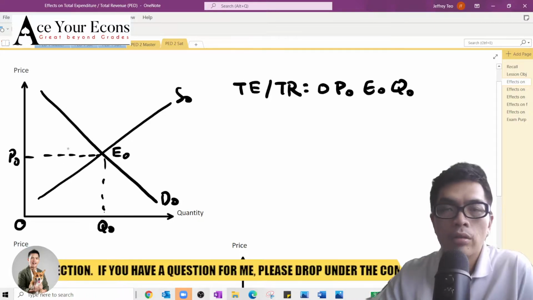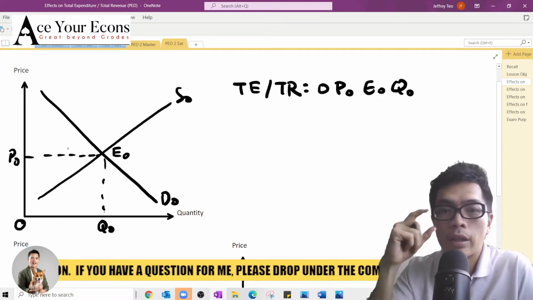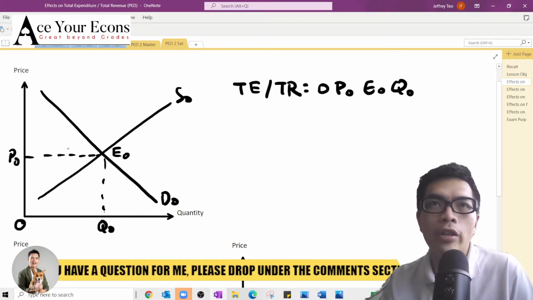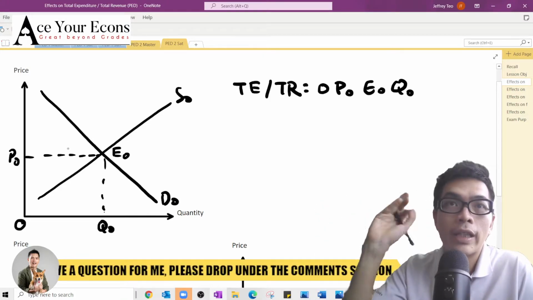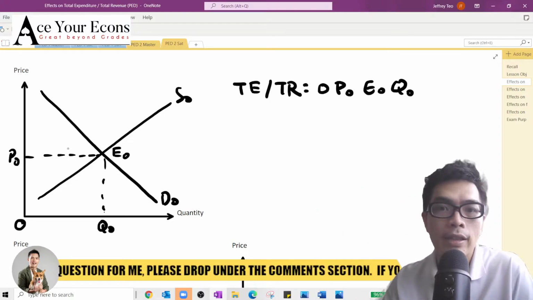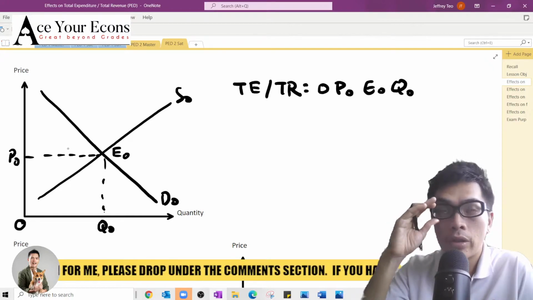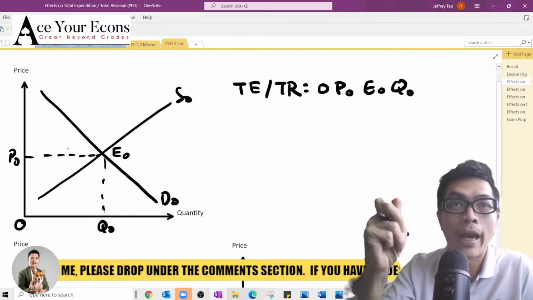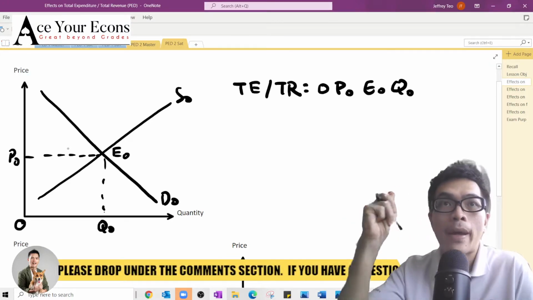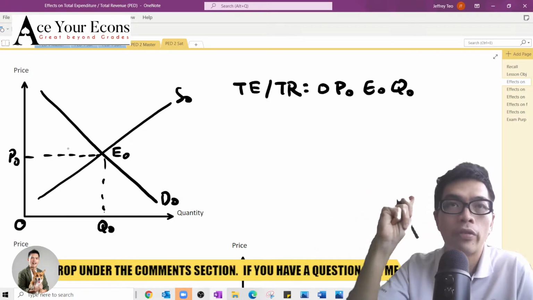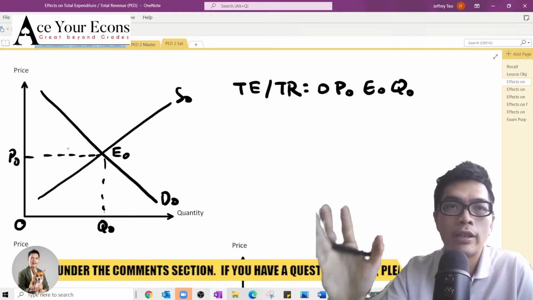So TE means consumer spending. TR means producer revenue. At the surface level, in the absence of a tax, your consumer spending and producer revenue will be the same. What is spent is what is earned. What is spent by households will be what is earned by producers. Is everyone following me? This is a very simple logic.